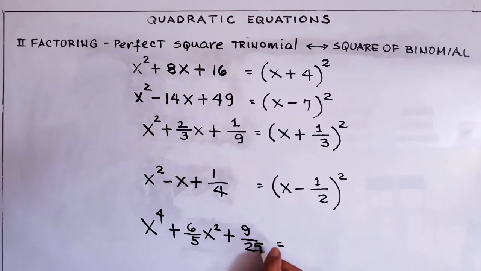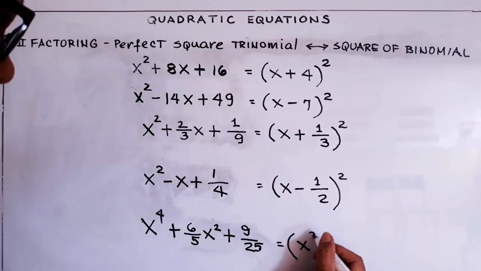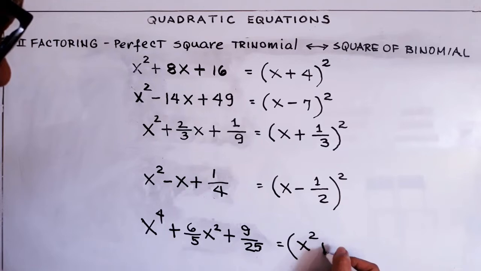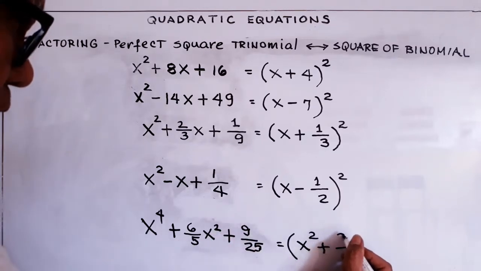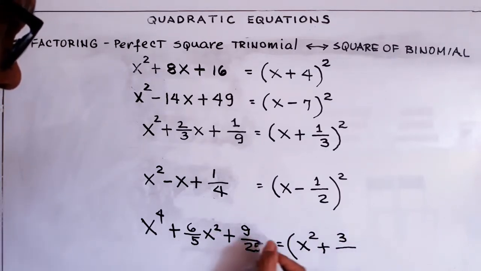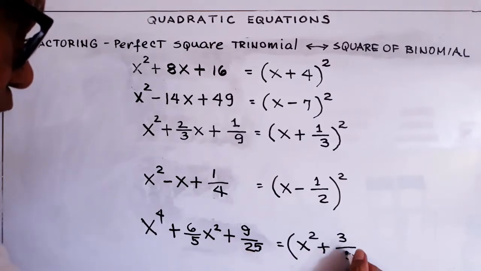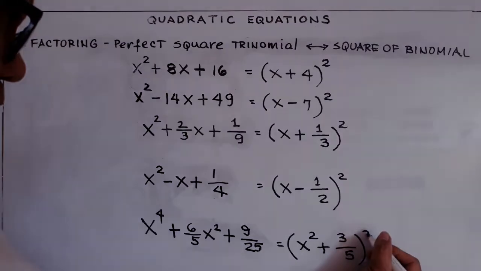Last, we have this one, 25. The square root of x to the 4th is x squared. This one is positive, so we have a plus here. 9, just put first the fractional bar. The square root of 9 is 3. 3 times 3 is 9. The square root of 25 is 5. 5 times 5 is 25. So to the second power.